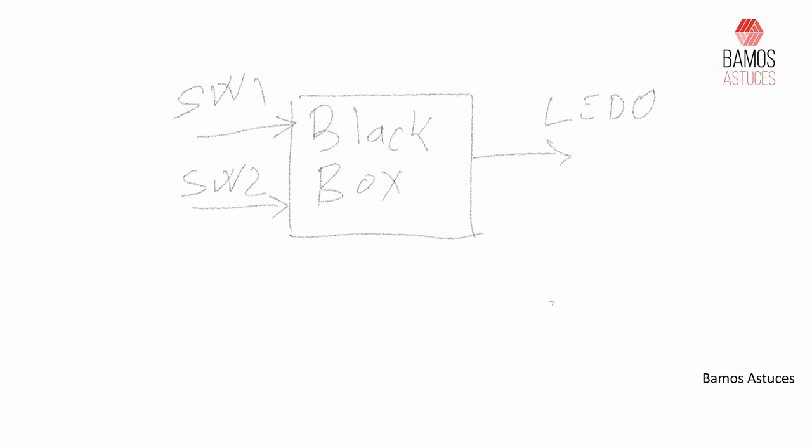at the beginning you just want to define what are going to be the inputs of your system and what are going to be the outputs of your system. For this problem, we just want to start with one output, LED 0, and then we will have two inputs, switch 1 and switch 2.